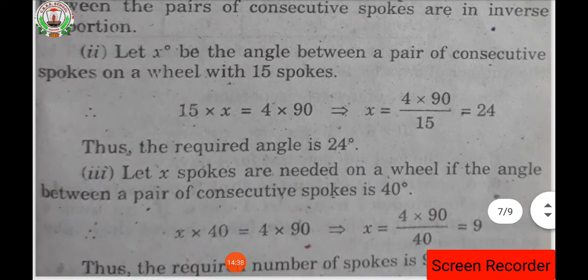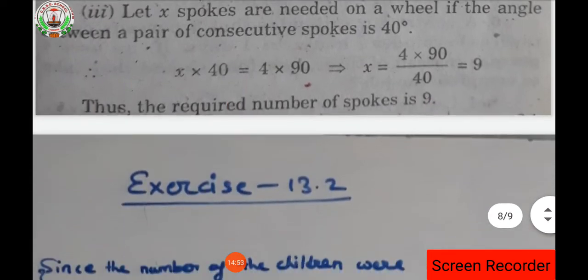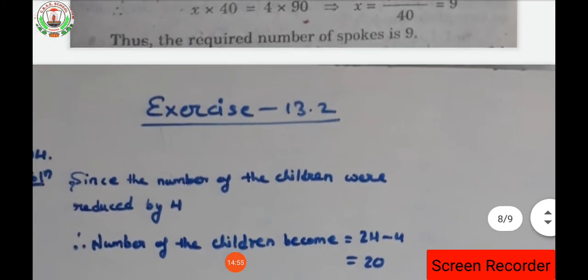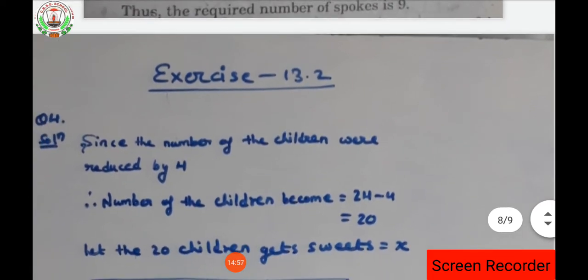Okay, so let the number of spokes be x. So x into 40 is equal to 4 into 90. So x is equal to 9 spokes. 9 spokes will be there if the angle between two consecutive spokes is 40 degrees. Clear everyone? Now let's see the solutions for question number 4.